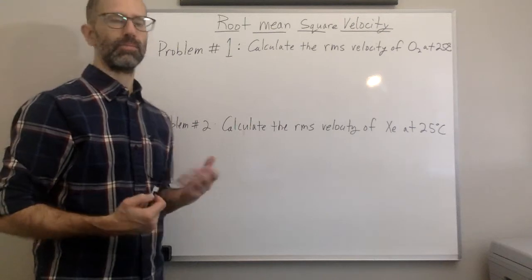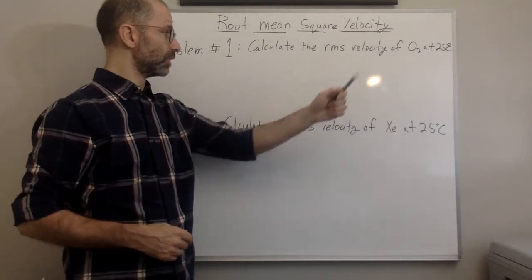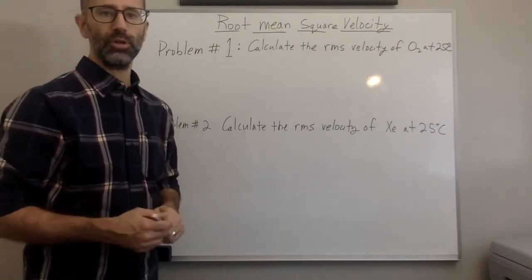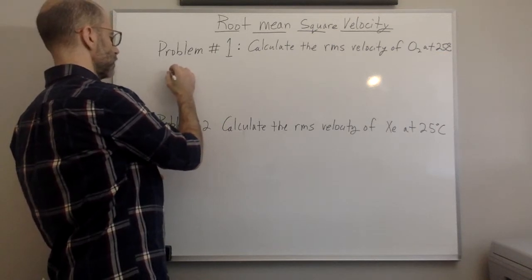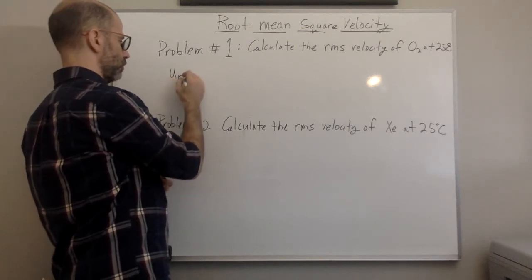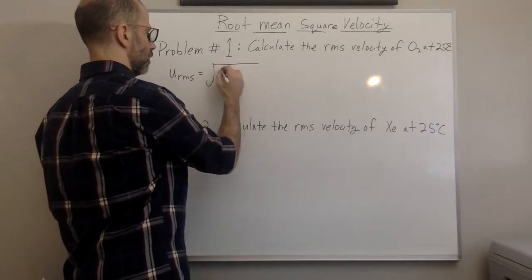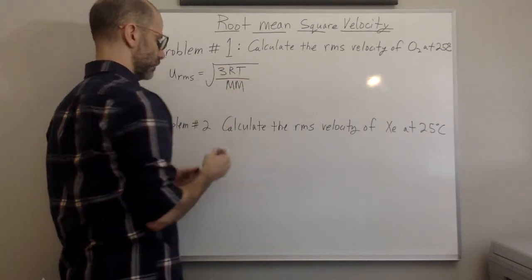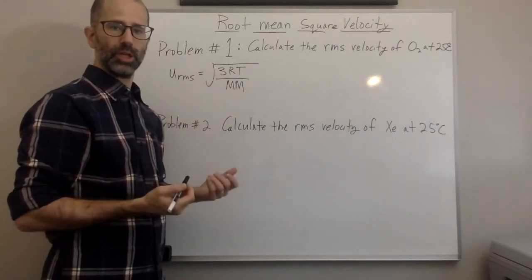And so here's problem number one. We'll start with that. Problem number one is: calculate the root mean squared velocity of oxygen molecules at 25 degrees Celsius. So you have to know the equation. The equation is the root mean squared velocity. Again, u is the symbol for velocity. Root mean squared is equal to the square root of 3RT over molar mass. Okay, so if they give you everything, this is just a plug and chug problem.